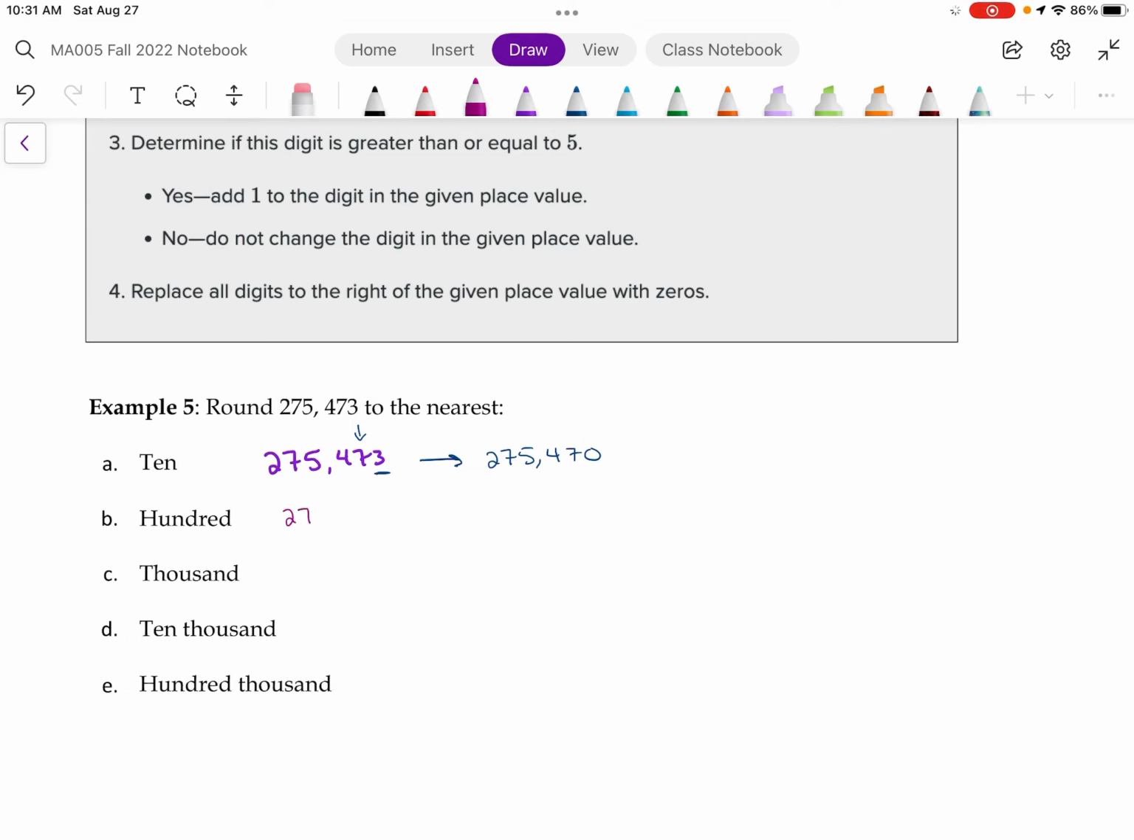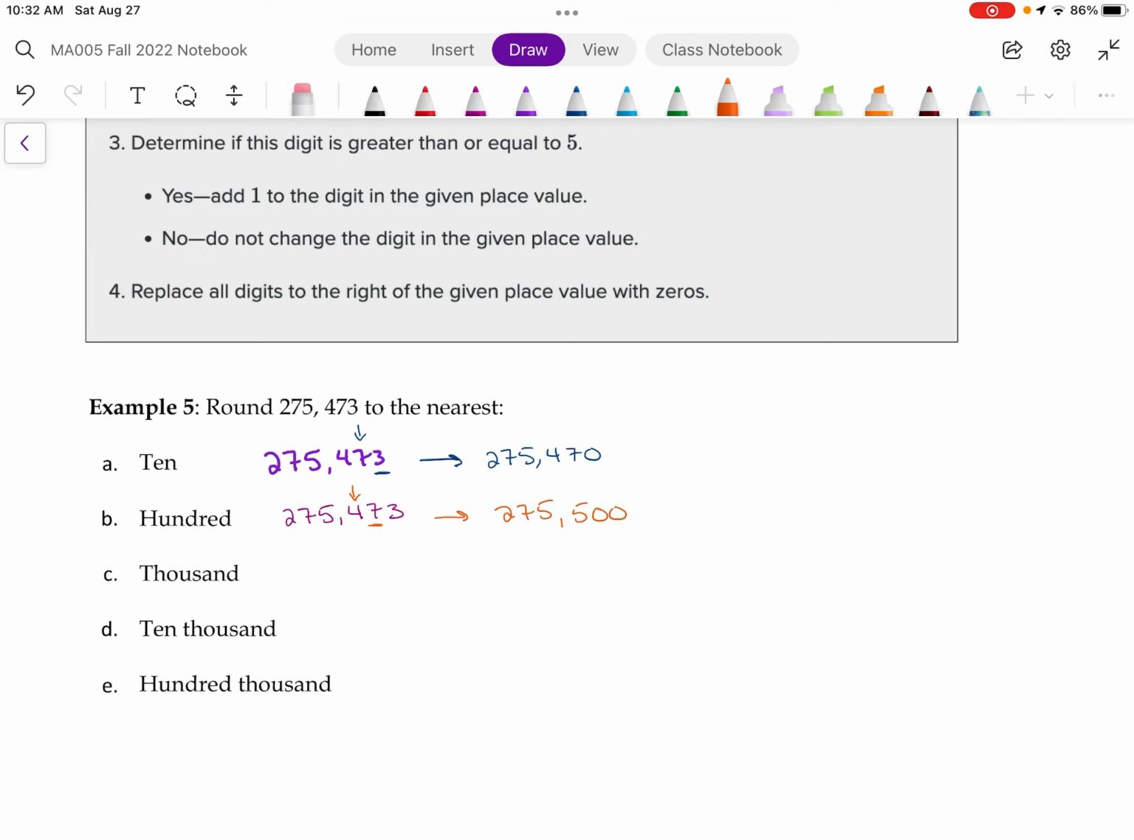All right, so let's do that again. This time, 275,473 is going to round to the nearest 100. So the hundreds place is right here, and this is the digit we want to look at. Is it going to go up or down? Well, it's going to go up. Okay, so this becomes 275. Now, we've got to think about what's going to happen to the 4. Does it stay a 4 or does it become a 5? In other words, is it closer to 400 or 500? It's closer to 500. So this is going to become 275,500.